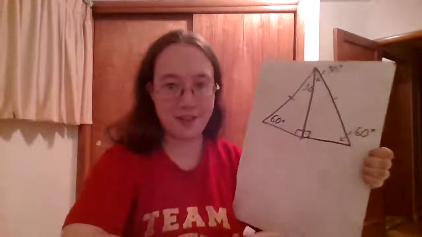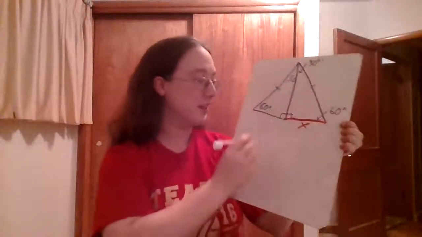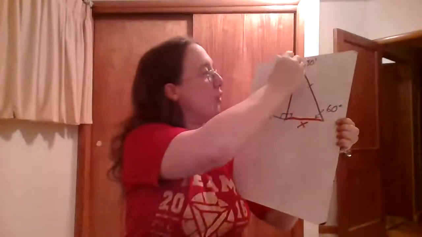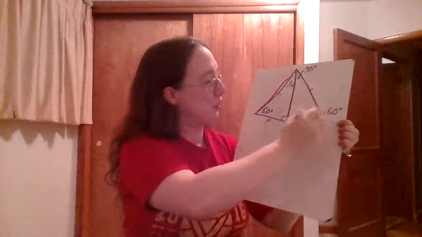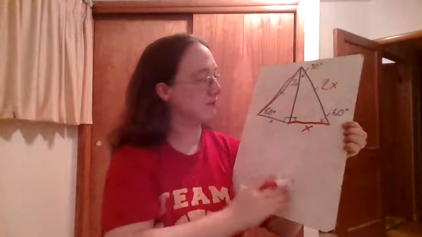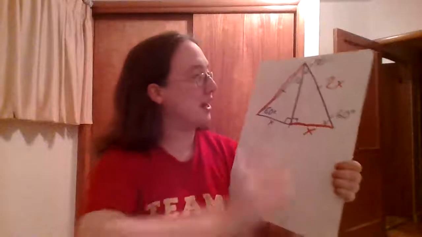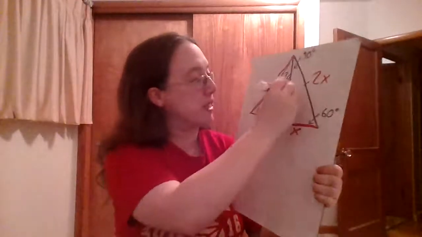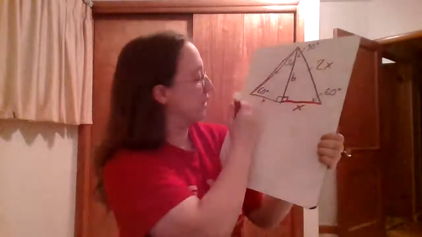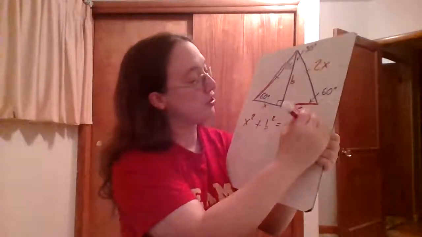The reason that's nice is if I call this side of my 30, 60, 90 triangle X, and this is also X, that means that all of these sides, so this one, and this whole thing down here, are going to be 2X. Cool. Now, if we want to find what the other one is, we're going to take this triangle, I'm going to call this B. We're going to take our x and our b and our 2x, and we're going to Pythagorean theorem that. So I'm going to call this x squared plus b squared equals 2x squared.